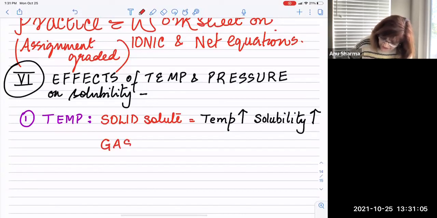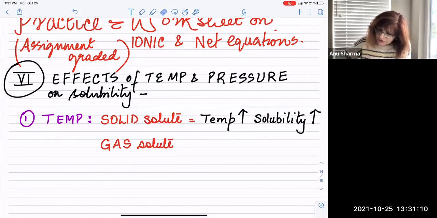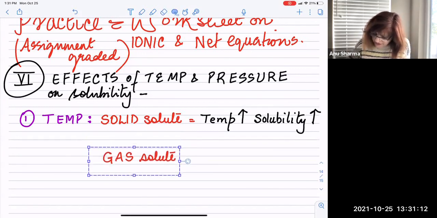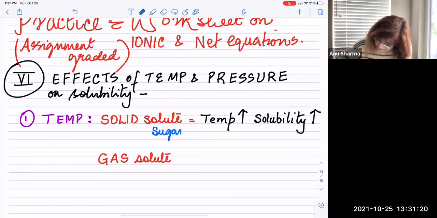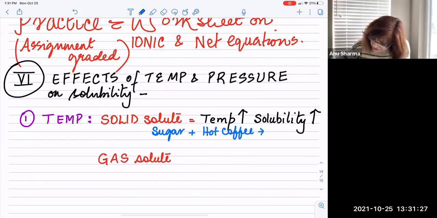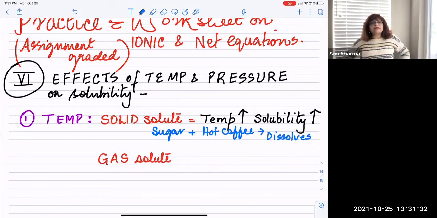But if it is a gas solute, let me put examples also here. So here is the gas solute. The solid is, for example, sugar plus hot coffee. A little bit of stirring and it dissolves. You're cooking food, right? You're cooking soup, you want to mix certain things. If you heat it, it will dissolve faster. So temperature increases, the solubility increases.